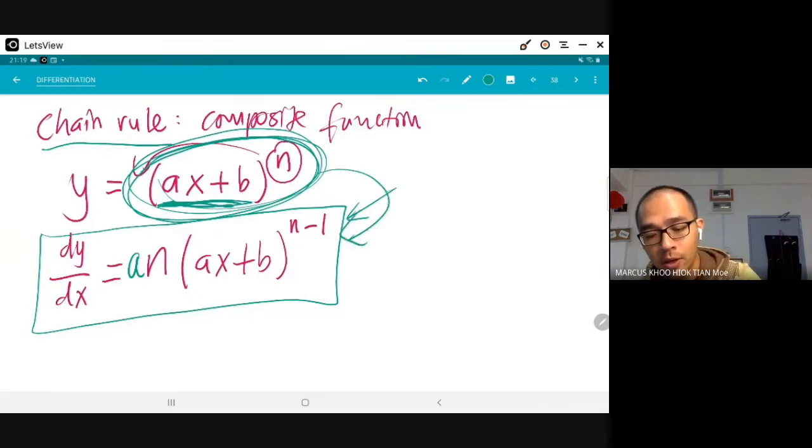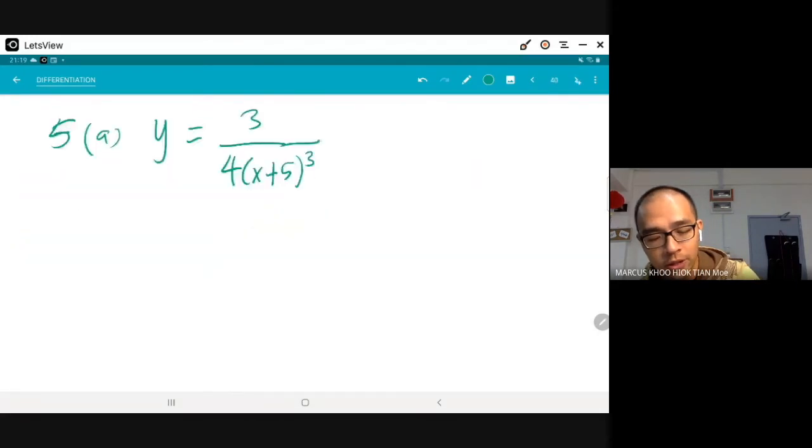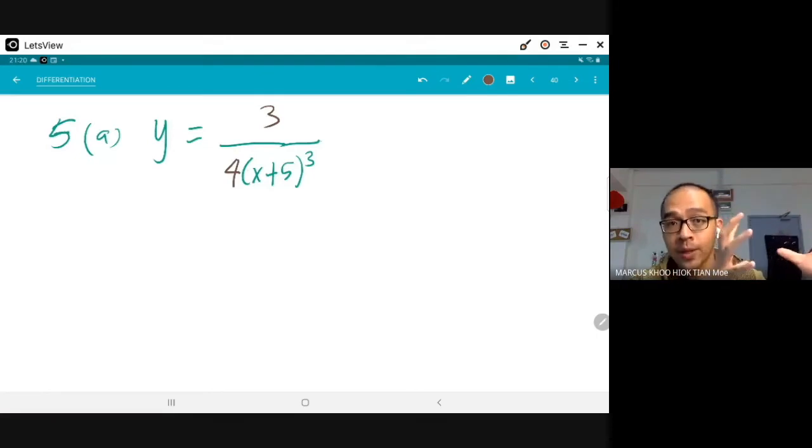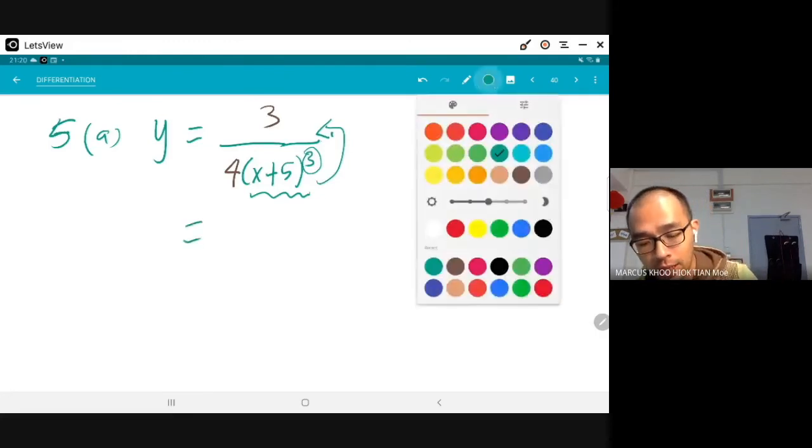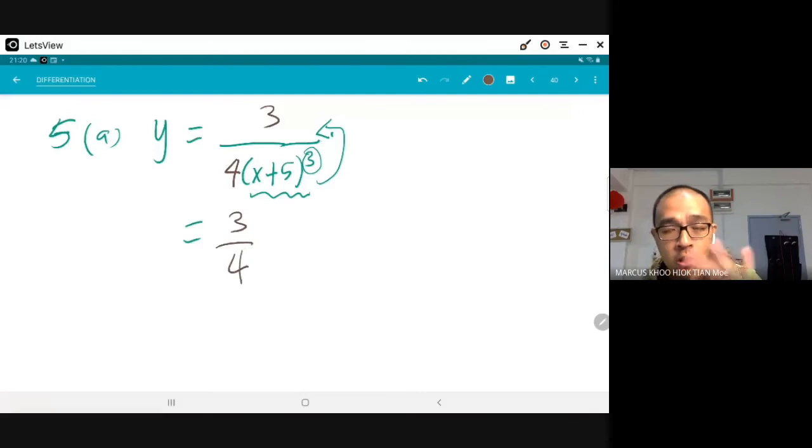So what you need to do is, you should be able to see that this 3 and this 4 is just a number in front, so you can leave it in front. Meanwhile, this (x plus 5) to the power of 3, you can bring it up. So what you will get is 3 over 4, leave it alone, don't need to bother. It is the (x plus 5) that I want to bring up. Since down here is power of 3, when you push it up, it will become power of minus 3.